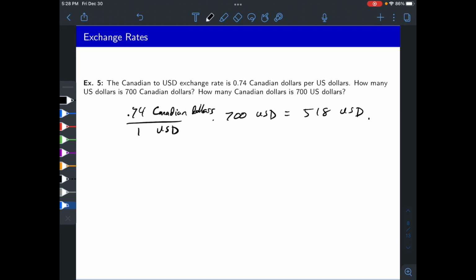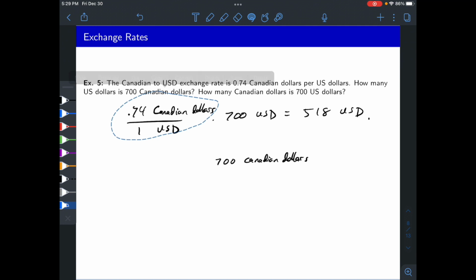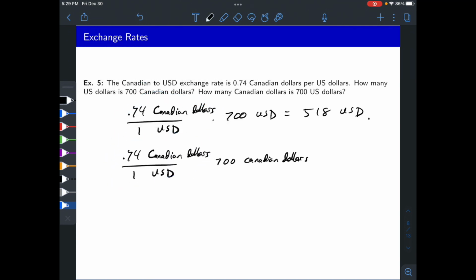All right, conversely, if I wanted to know what 700 Canadian dollars is in US dollars, so I start with 700 Canadian dollars, and then I can't multiply it by 0.74 anymore, because if I were to do that, let's copy paste that, then my units are not going to cancel out. Over here, the US dollars units are being canceled out because you're multiplying by US dollars and then dividing by US dollars, or vice versa. Whereas over here, we're multiplying by Canadian dollars, dividing by US dollars, and multiplying by Canadian dollars. The units are not going to cancel out in the same way.